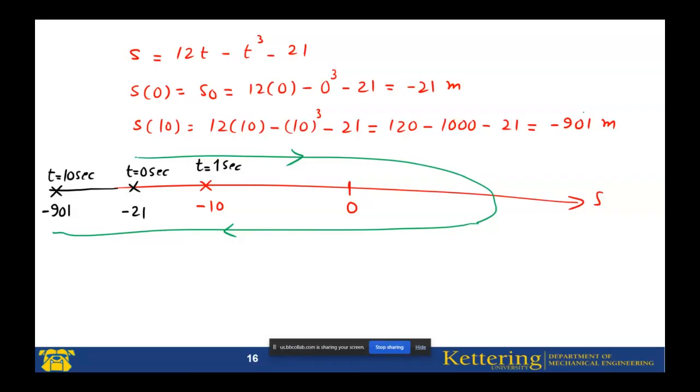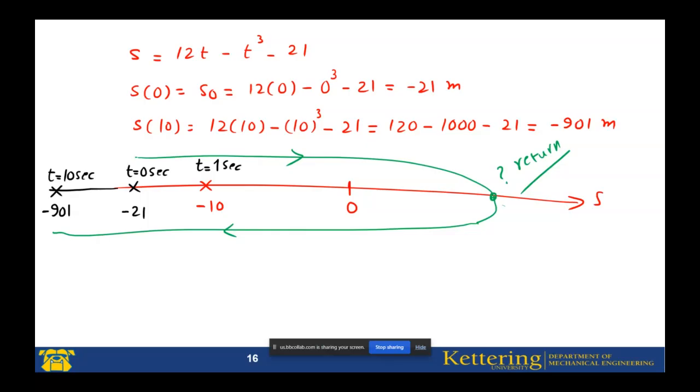Now, the next question will come up. When this one returns, how can I find this point? Why? To find this point helps us to find S total, the total distance. You do not know how much this distance is. To find this position, I need to find the time, because I already have S. I need to find the time when this one returns. How can I find this? This position is where the velocity is 0.